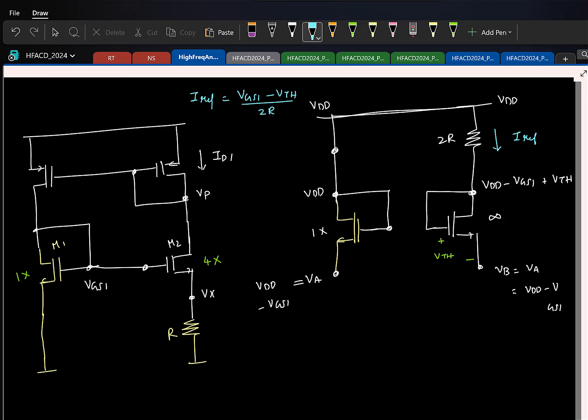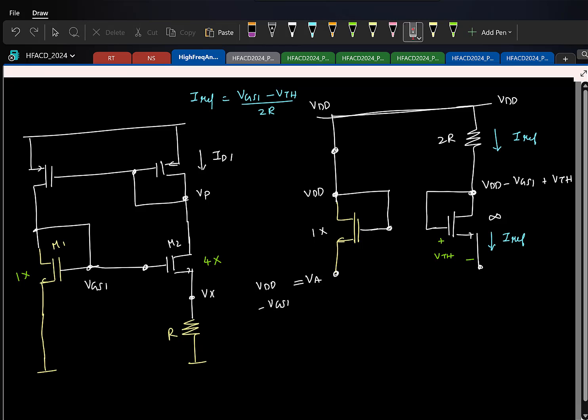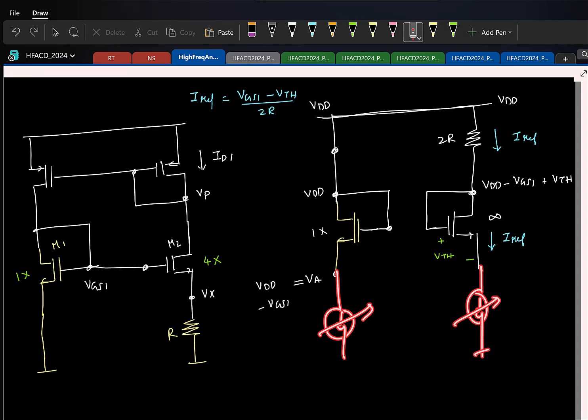Yeah, VGS minus VTH by 2R, that is the required reference current. Now here also we'll have the same current. I'll erase some of this. So here also I have the same current. Now I have to put a bias current here and tune these two guys so that this current becomes equal to IREF, and at the same time, keep these two voltages equal. Two things need to happen. So what kind of current source will I use here? NMOS.